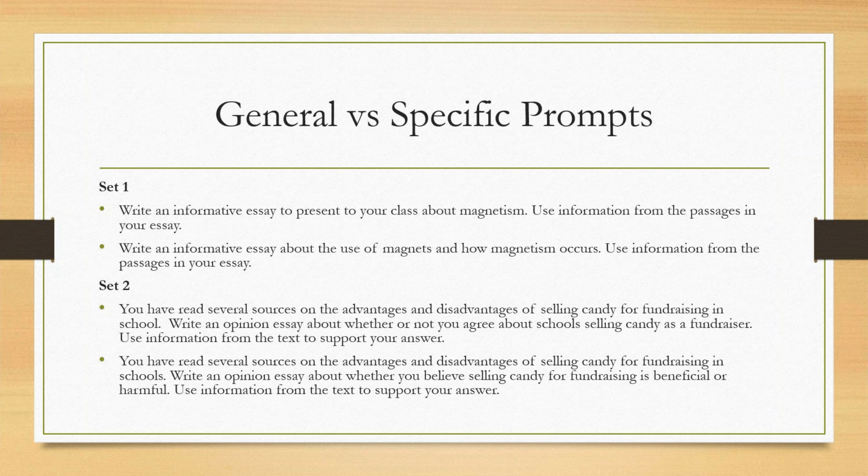The second prompt is different. It's more specific. It says write an opinion essay about whether you believe selling candy for fundraising is beneficial or harmful. That is a completely different writing task. They can't write for the second prompt about whether they agree or disagree with candy as a fundraiser. They have to state their opinion about whether candy fundraisers are beneficial to students or harmful to students.